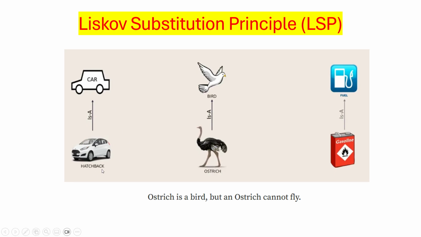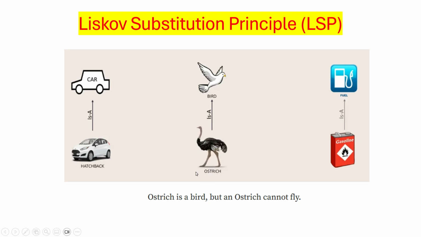For example, hatchback, it is a car. It is a subclass and it can replace car. Ostrich is a bird and it can replace bird. Similarly, gasoline is a fuel. It is a subclass and it can replace fuel, which is a superclass. But is this actually true that ostrich is a bird? See, the characteristic of a bird is it can fly, but ostrich does not fly. So, we cannot apply this generalization here that ostrich is a bird.